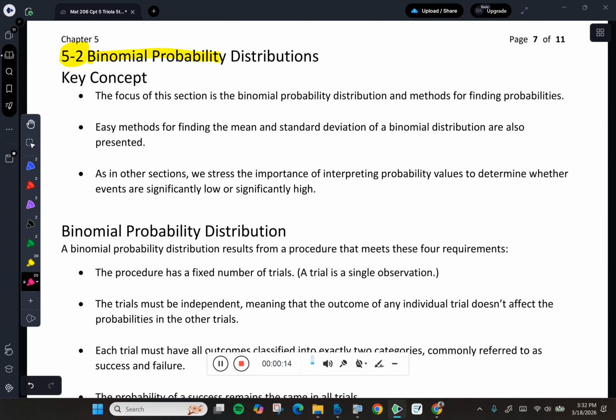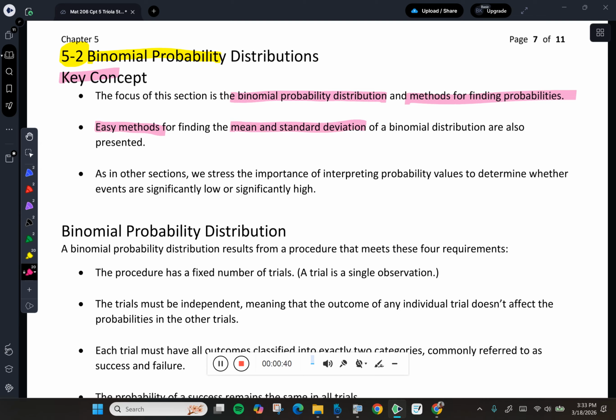All right, so in our session today, we're going to take a look at some key concepts. That is to take a look at what does it mean to be a binomial probability problem and, more importantly, a binomial probability distribution. And we'll take a look at methods for finding probabilities of those binomials because you've got to have the methods to make the distribution. Okay. We'll take a look at some very simple, super easy methods for finding the mean and the standard deviation of a binomial distribution. And then we're going to take a look at the idea of stressing the importance of those significantly low or significantly high, what that means.